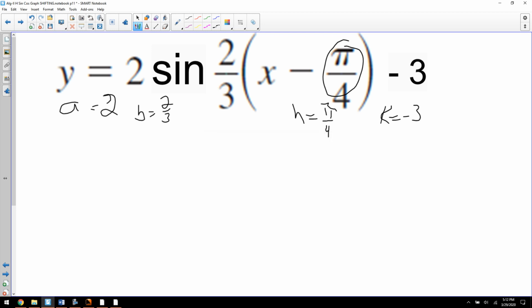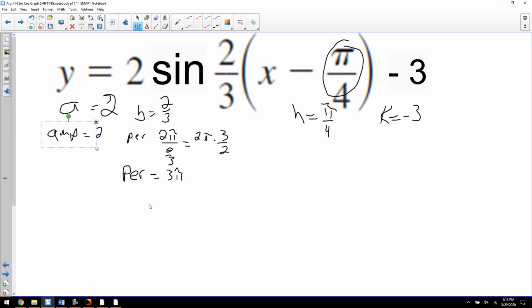So anyway, we know our amplitude, just like we have before. Our amplitude is 2. Our period is going to be 2 pi divided by 2/3, which means you get 2 pi times 3 over 2. So our period for this function is 3 pi.